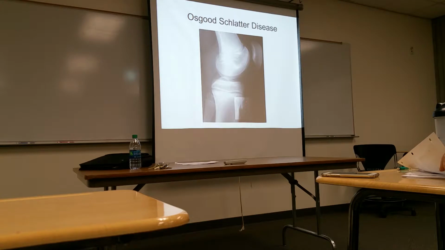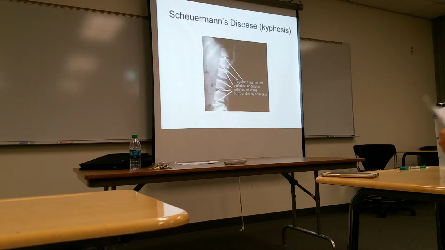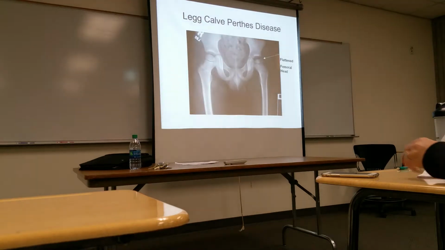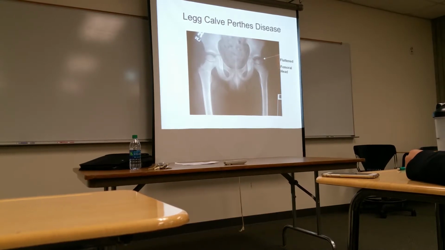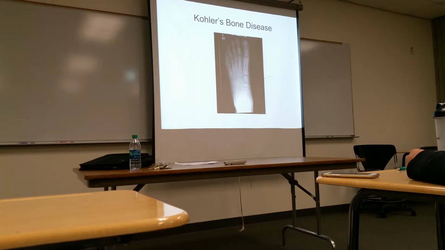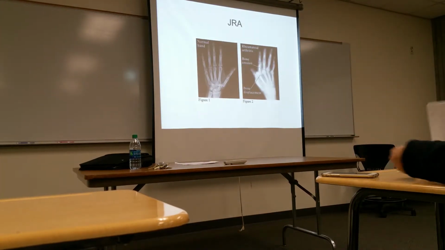So breaking away of the tibial tuberosity on the tibia, Osgood-Schlatter's. So these are just some of the developmental issues. The leg has Legg-Calvé-Perthes disease, the flattening of the femoral head compared to the other one. Can you see that it's kind of not formed properly? Just some of the different pathologies that can be seen.